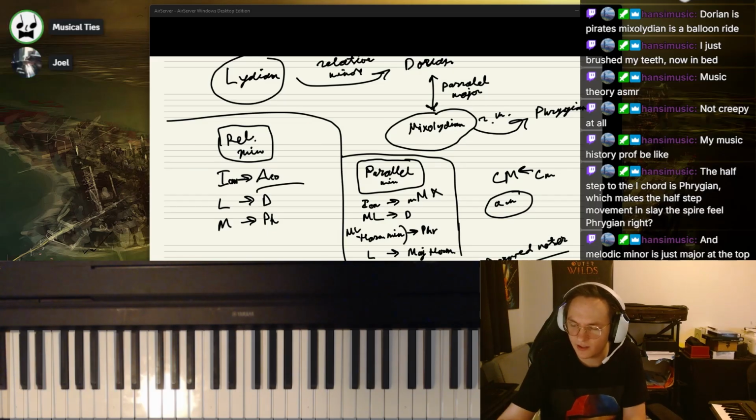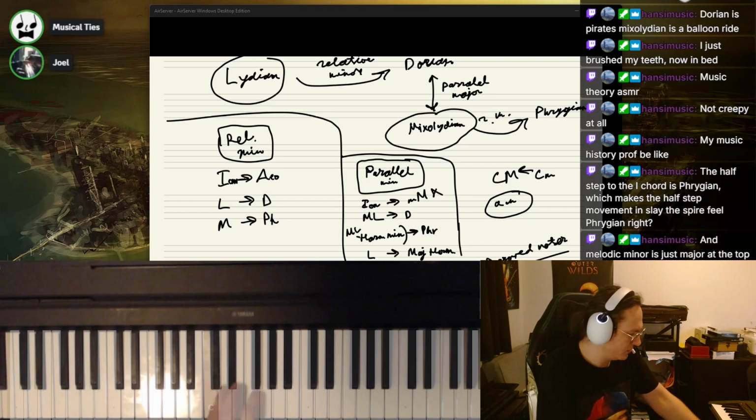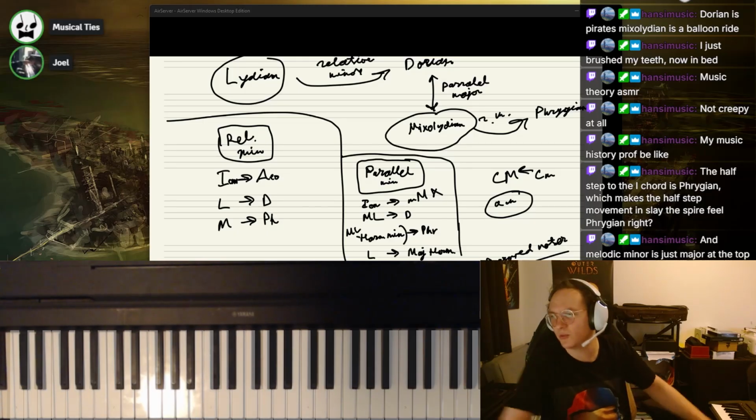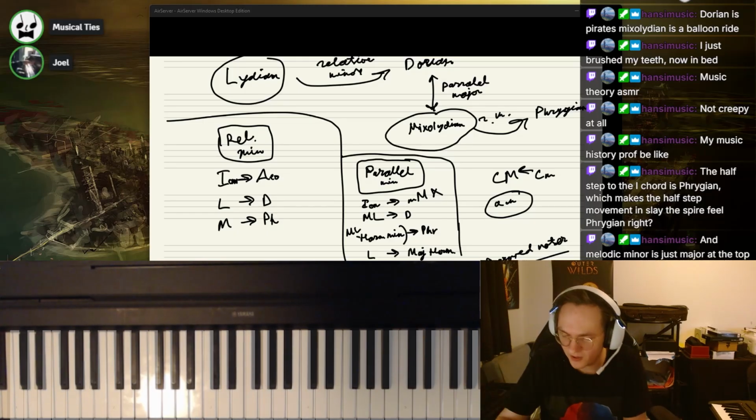Yeah. Oh, you're saying like the parallel? No, the parallel doesn't have to, right? When you say you're making a mode into a minor, you have to lower the 6 and 7 as well. Oh, the parallel has to be lower 6 and 7 as well. Okay, that makes sense.